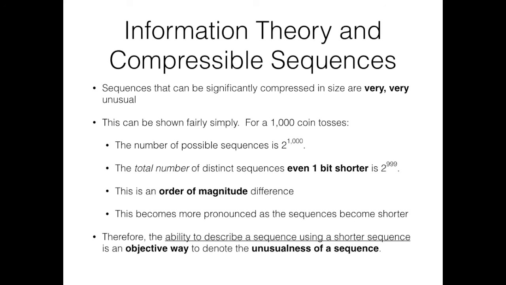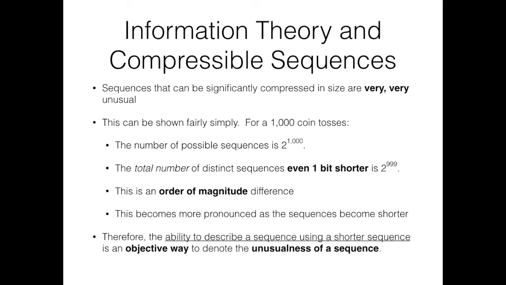But if I even take off 1 bit, the total number of distinct sequences I can describe is 2 to the 999th power. So that's an order of magnitude difference between the total number of sequences and the total possible number of sequences I could describe with even one less bit. So most of our sequences have to be described with at least the full number of bits. And this becomes more pronounced as the sequence becomes shorter. If I only had 1 bit of information, that means I either have a 0 or a 1. Well, that means I can only describe 2 sequences that way.